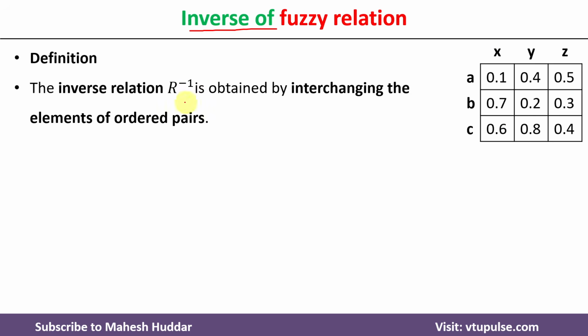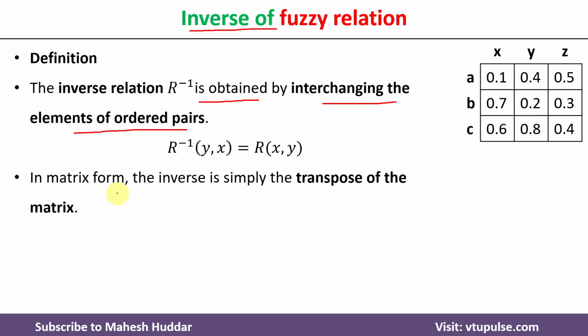The inverse relation, that is R inverse, is obtained by interchanging the elements of the ordered pair. So that can be represented like this. That is, R inverse of (Y, X) is equal to R of (X, Y). In matrix form, the inverse is simply the transpose of the matrix. It means we need to transpose rows into columns.